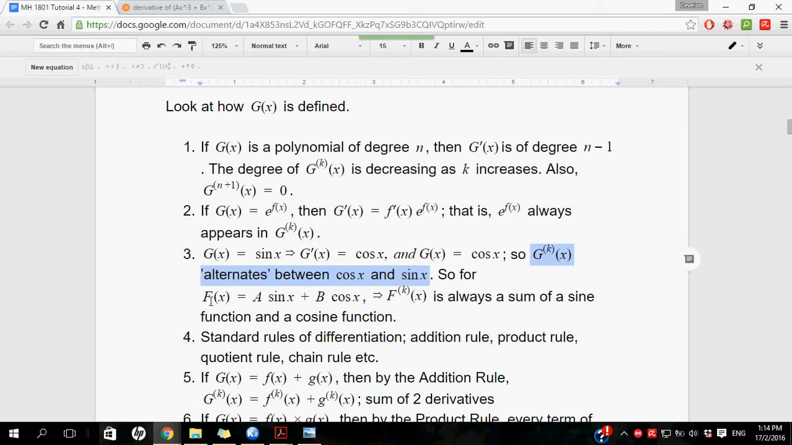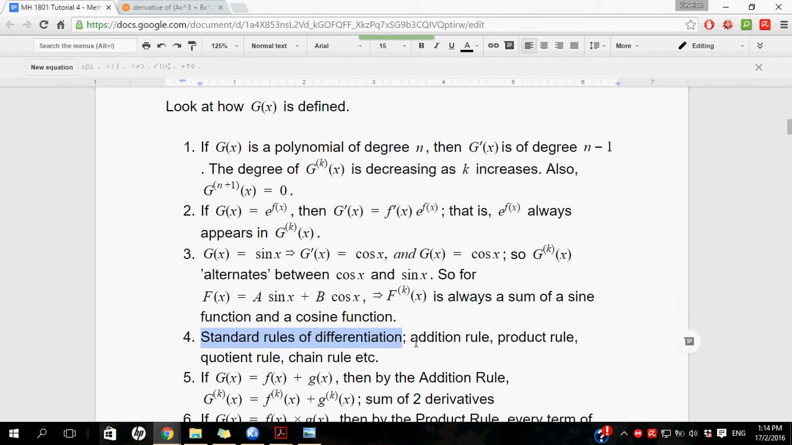As a consequence of this, if we were to take the function f of x equals a times sine x plus b times cosine x, then no matter how many times we take the derivative of this function, it will always be a sum of a sine function and a cosine function multiplied by certain constants, for which we can solve. There are also these standard rules of differentiation that we should keep in mind.